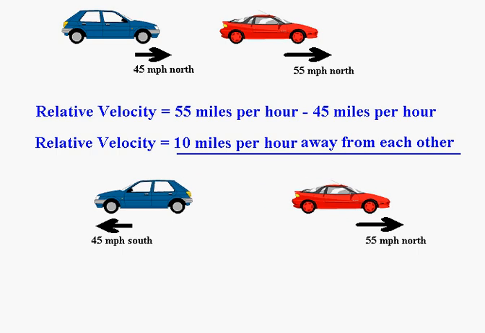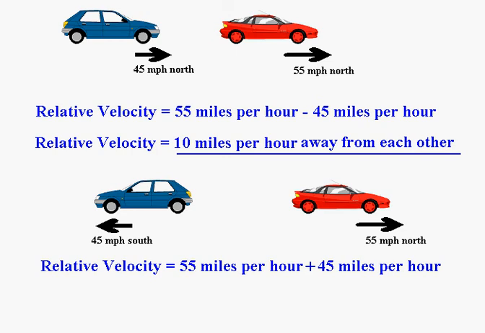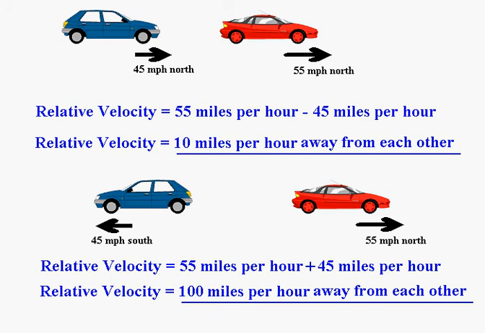Well, as these cars move, they're going to get far apart from each other very quickly because they're traveling in opposite directions. So their relative velocity is actually the sum of their individual velocities. Once again, this is a general rule. When objects travel in opposite directions, their relative speed is the sum of their individual speeds. So once again, we get a relative speed of 100 miles per hour. But that's not good enough because we want relative velocity, and velocity includes direction. So they're traveling away from each other. So the relative velocity is 100 miles per hour away from each other.